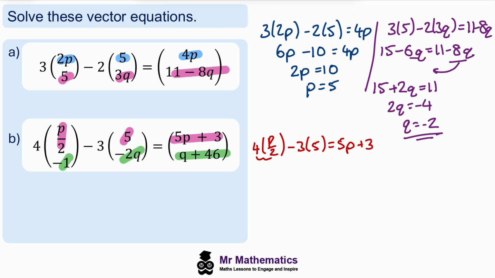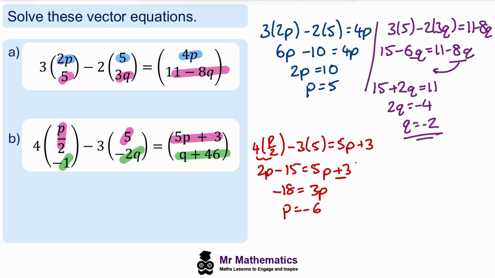We'll simplify this as 2p minus 15. We'll move the 2p over to the right-hand side. So we get 3p. We'll move a positive 3 to the left-hand side, and we'll get minus 18. So p must equal negative 6.